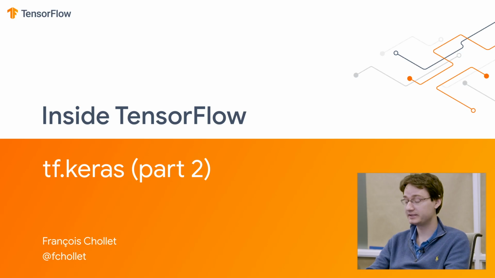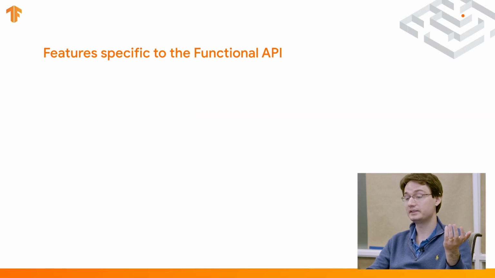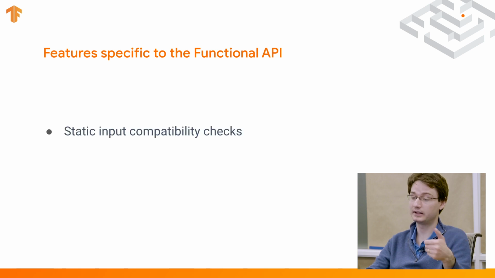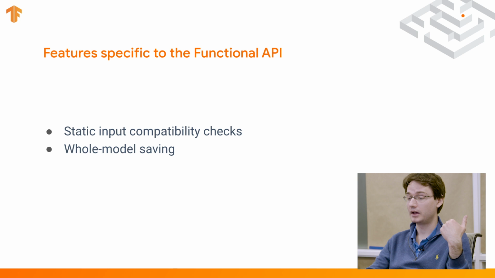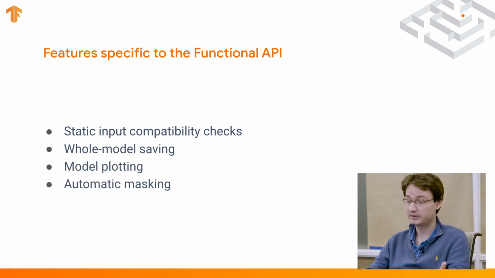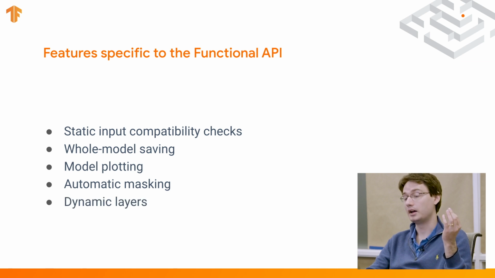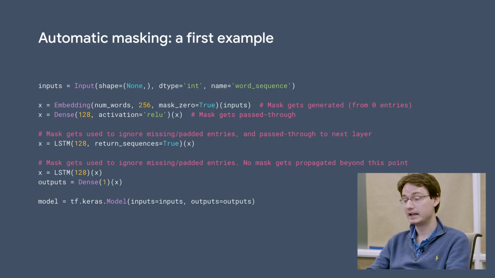So last time we talked about a bunch of things. We talked about the functional API for building DAGs of layers. We talked about features that are specific to the functional API, things like static input compatibility checks across layers every time you call a layer, whole model saving, model plotting, and visualization. We talked about how masking works in the functional API, in particular how masks are propagated.